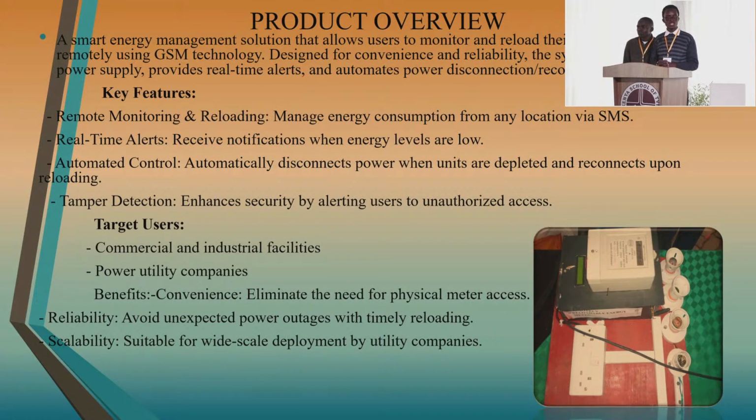Let's assume somebody at home is semi-illiterate or illiterate, or maybe has a physical disability. Or maybe you are not at home. How will you reload this? And maybe you have machinery like refrigerators that need to keep running to avoid losses or to keep your food fresh. How will you address this? This is the reason why we are coming up with this meter to allow remote reloading regardless of the geographical location you are in.